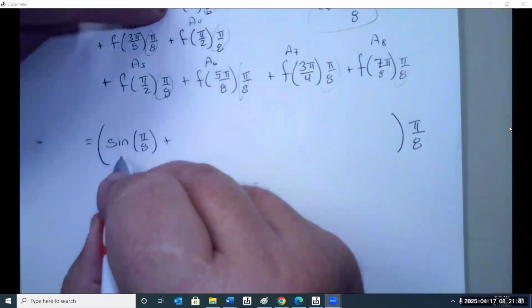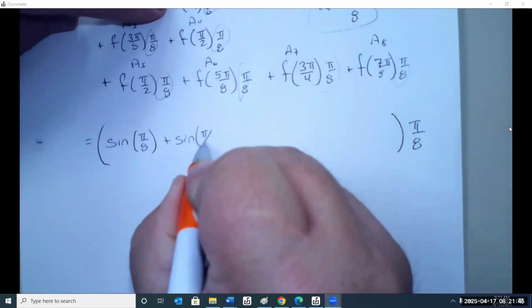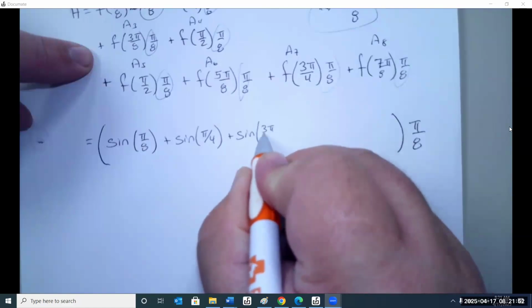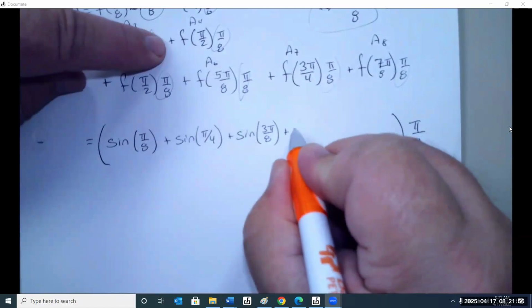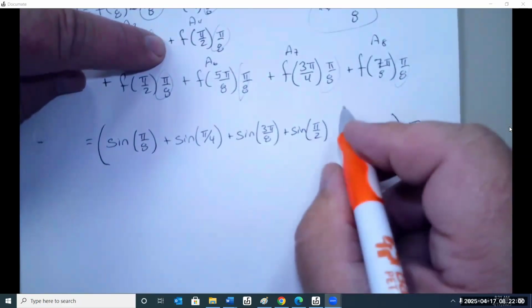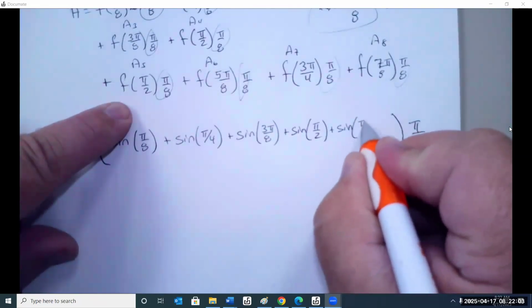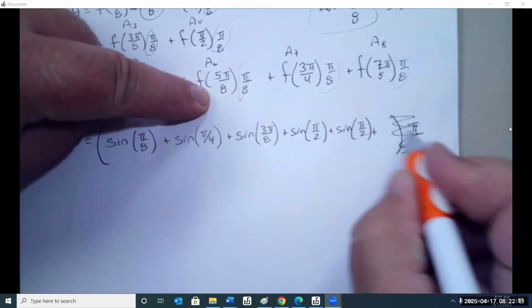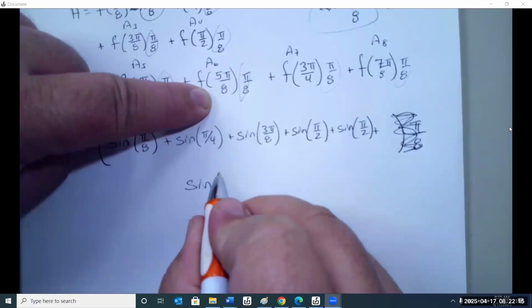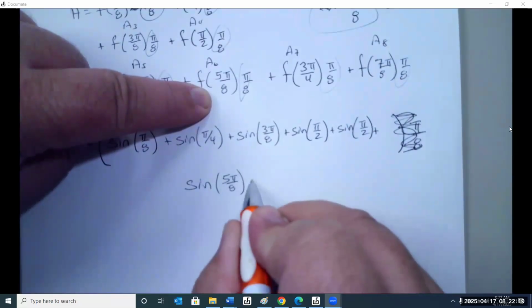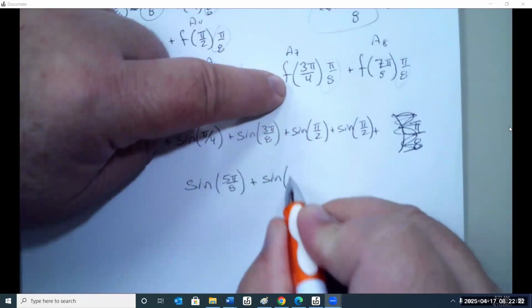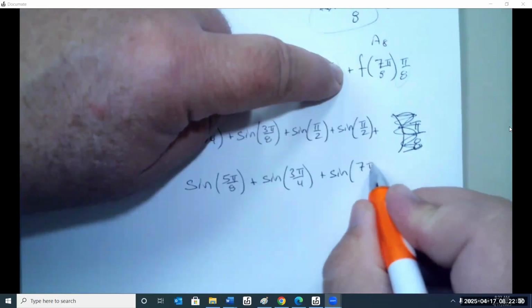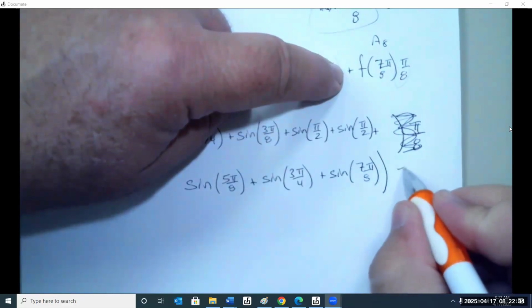So I have sine pi over 8 for the first one, sine pi over 4 for the second one, sine 3 pi over 8, plus sine pi over 2, plus sine pi over 2, plus sine 5 pi over 8, plus sine 3 pi over 4, plus sine 7 pi over 8. All those are multiplied by the width.